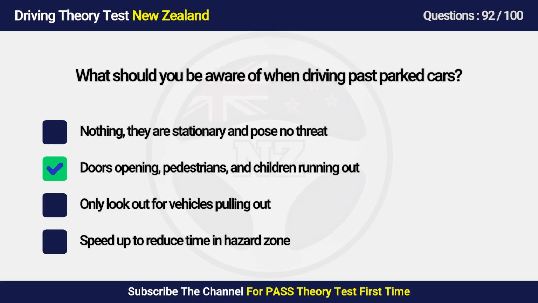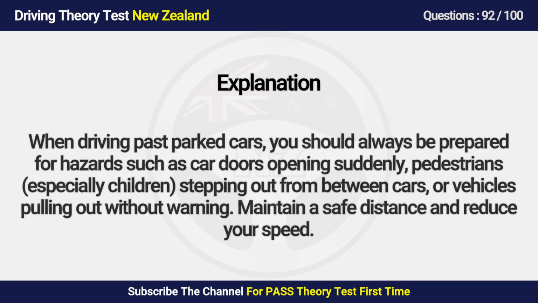Answer is B. Doors opening, pedestrians and children running out. When driving past parked cars, you should always be prepared for hazards such as car doors opening suddenly, pedestrians, especially children, stepping out from between cars, or vehicles pulling out without warning. Maintain a safe distance and reduce your speed.